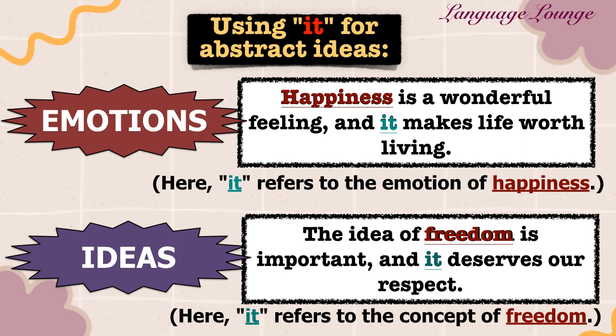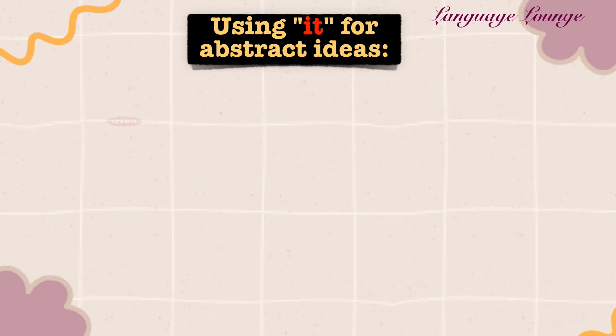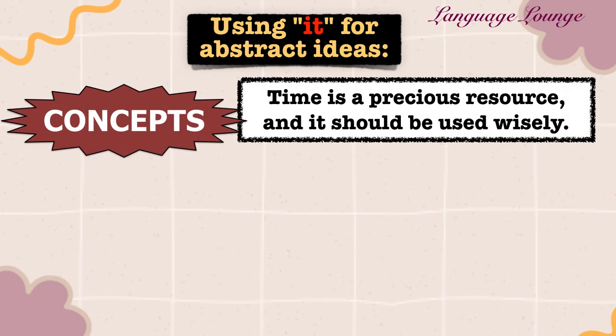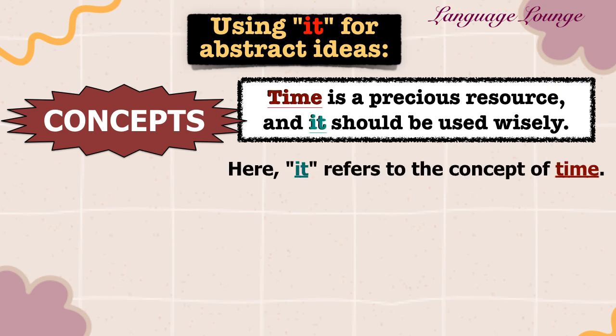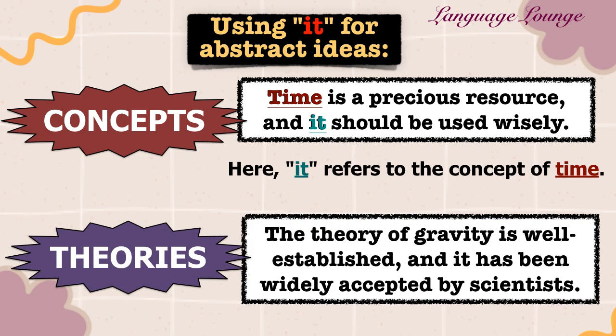We have seen how it helps refer to emotions and ideas. But that's not all. Let's take it a step further. Concepts: Time is a precious resource and it should be used wisely. Here, it refers to time, an abstract concept. Theories: The theory of gravity is well established and it has been widely accepted by scientists.